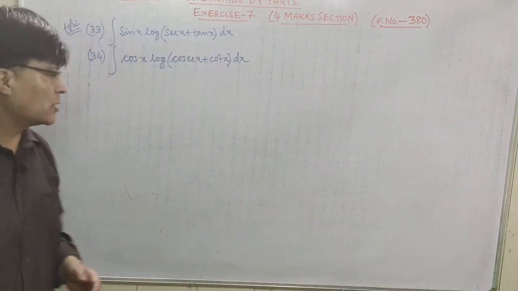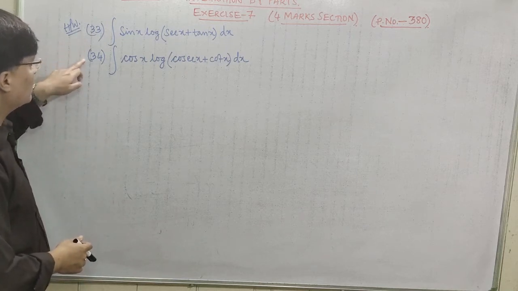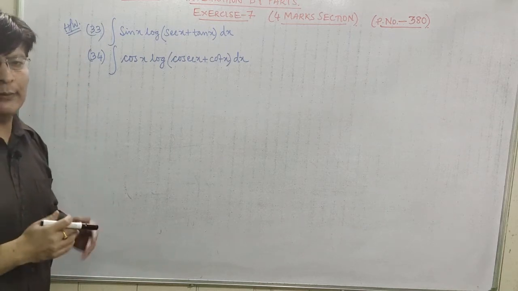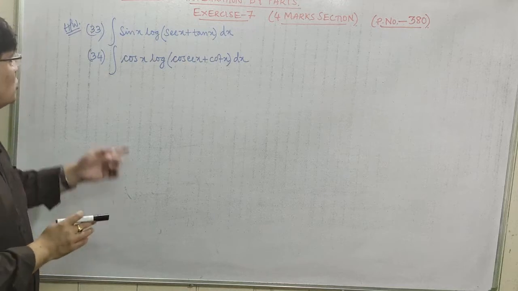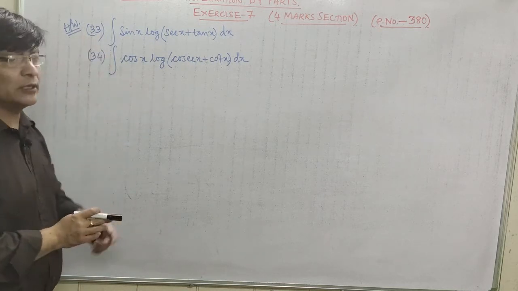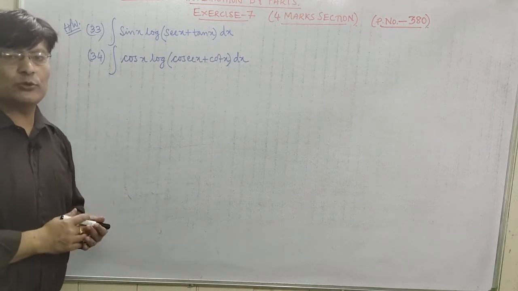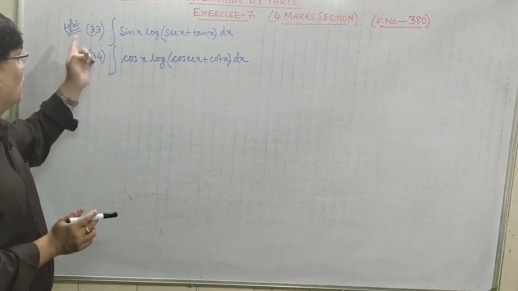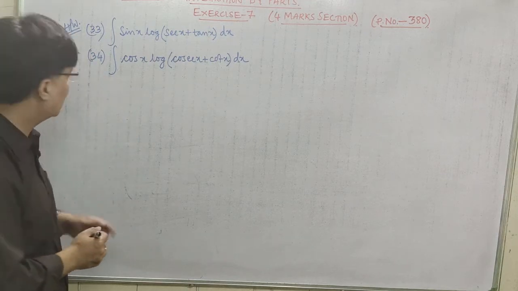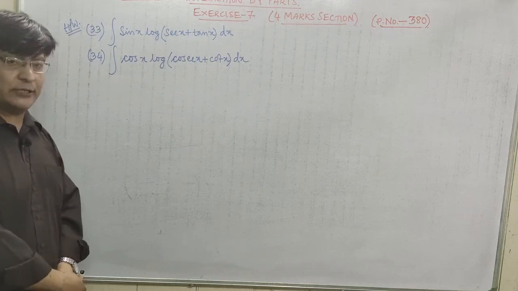So now we'll do the next problem, that is problem number 34. This 33 and 34 numbers are similar type of problems. So we will do this 34 number here, and this number 33 will be a homework. They are of similar types. So let's do question number 34 here, and your homework will be number 33. Okay, so number 34, you have to evaluate this integration.